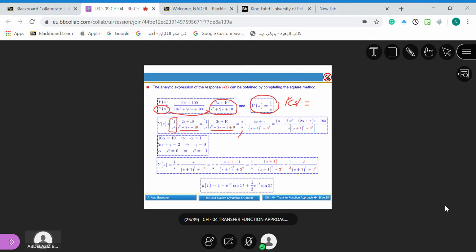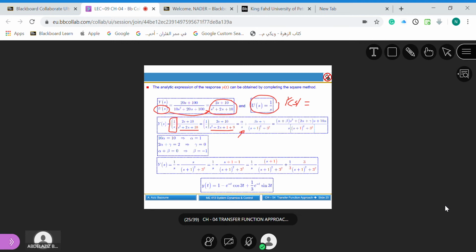And this one as alpha over s. How to calculate alpha, beta, and gamma is just to multiply this one, beta s plus gamma, by s squared. This will be s squared here. And then this one, alpha, multiplied by all of this, will give you the denominator.